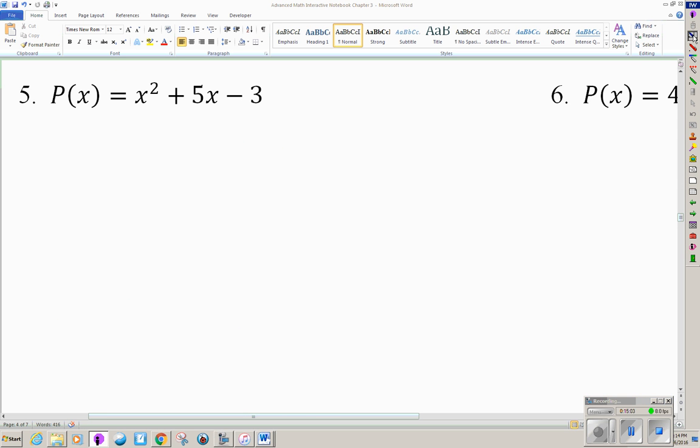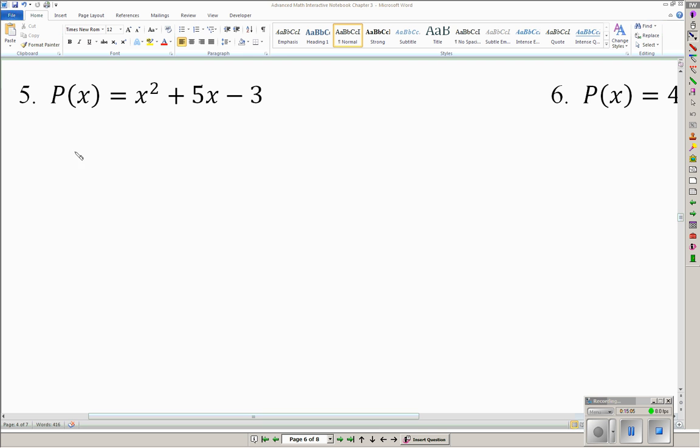Let's do a couple more here. Same job. First step here on p of x equals x squared plus 5x minus 3. We would divide by a, but since a is 1, we don't need to do that. So let's rewrite with the blanks.